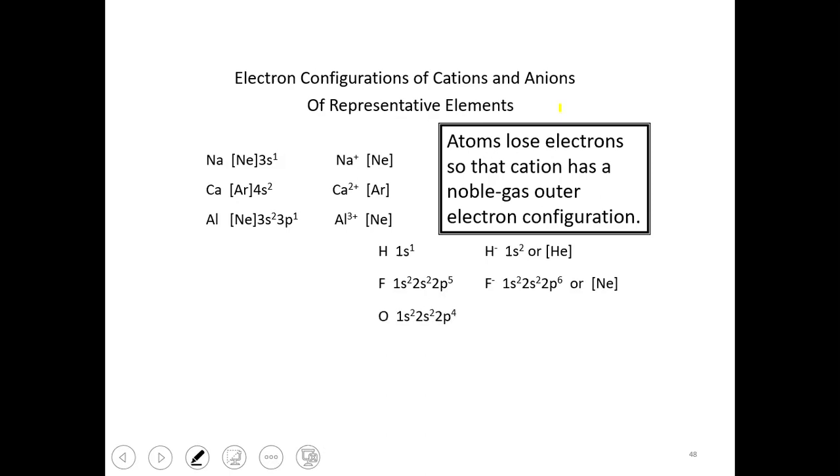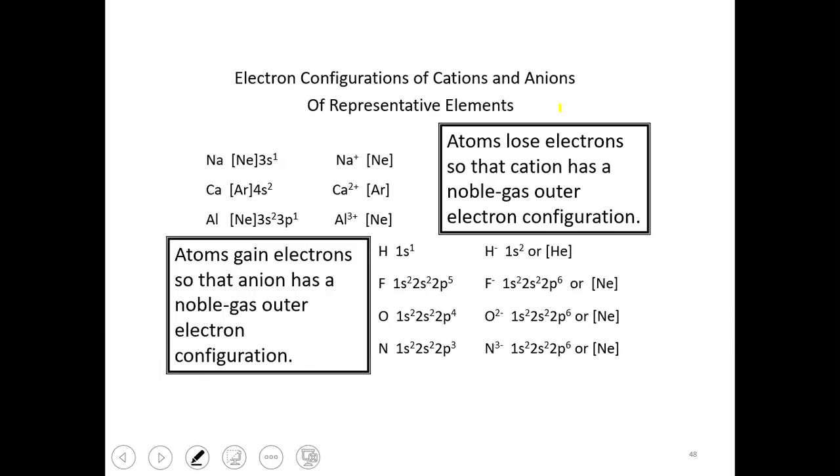Let's look at oxygen. 1s2, 2s2, 2p4. We said that oxygen gains 2 electrons. That will give it the same configuration as neon. Let's look at nitrogen. 1s2, 2s2, 2p3. And we said that it gains 3 electrons. Well, the only place for those is that 2p subshell. So the nitride ion with a -3 charge would have the same electron configuration as neon. In other words, atoms, particularly nonmetals, will gain electrons so that the anion has a noble gas outer electron configuration.